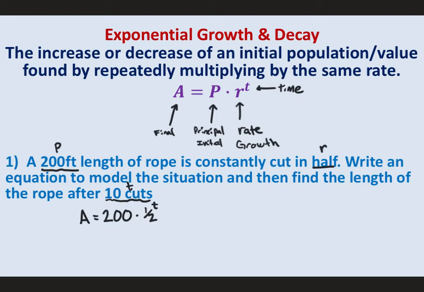So this is our t for this scenario. So we'll go ahead and say A equals 200 times 1/2 to the t. T, not t, 10. 10 is t because they told us that it's 10 cuts. Now you're probably going to want a calculator for a lot of these problems. It's going to be really helpful.